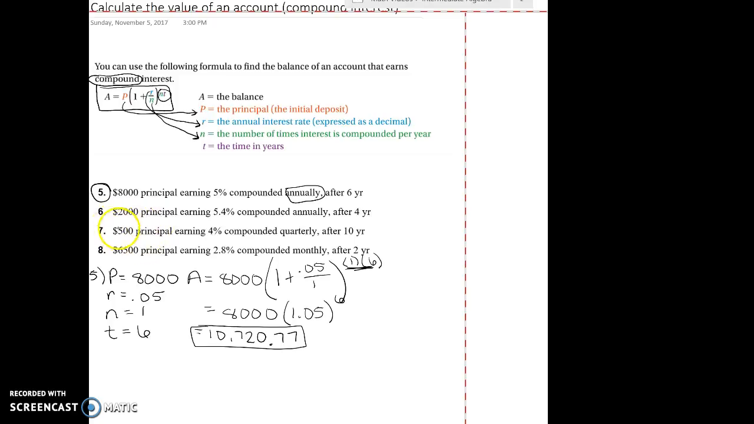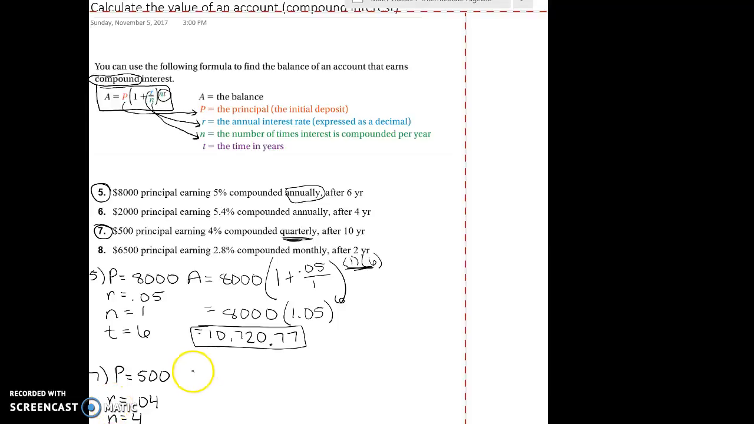The other one I'm going to do here is number 7, because it's compounded at a different rate. So in number 7, our initial deposit is $500. So P is $500. I'm earning 4%, so my rate is 0.04. I'm compounding quarterly, so that's 4 times per year. So that means N is going to be 4. And then I want to know what happens after 10 years. So T is 10 years.